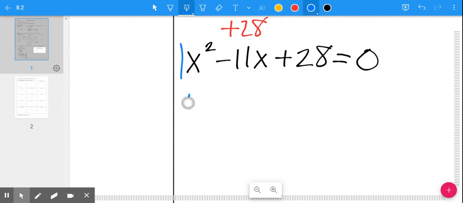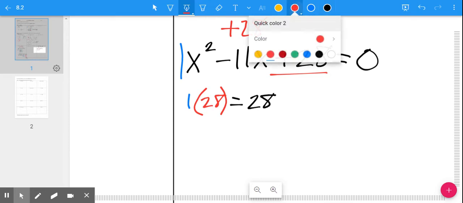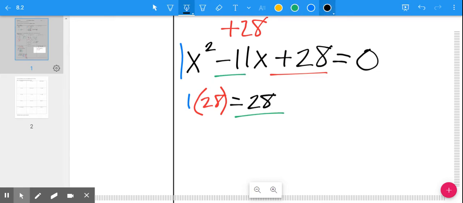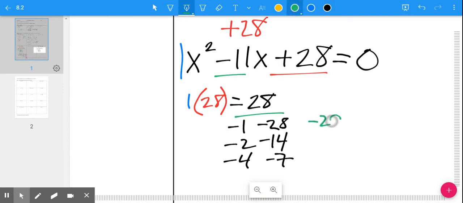We've got 1 is our a value, c is 28. We know that the product is 28. The sum of the factors has to be a negative 11. So to make a product of positive 28 and a sum of negative 11, both factors have to be negative. So negative 1, negative 28, negative 2, negative 14, negative 4, and negative 7. Sum of negative 29, sum of negative 16, sum of negative 11.